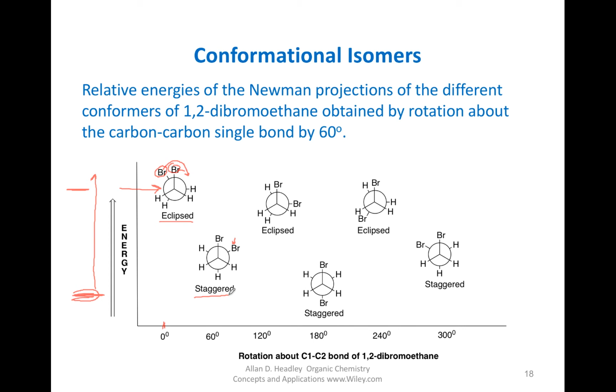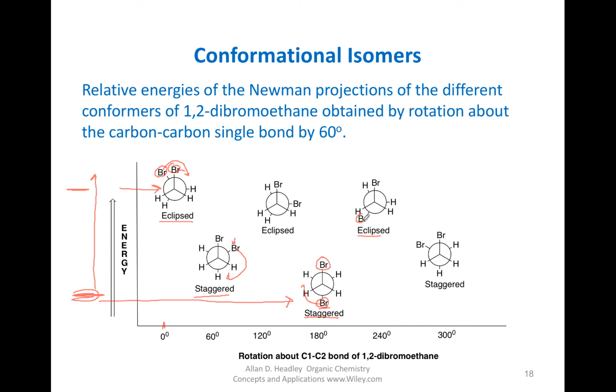You'll see that to be the gauche conformer. If we rotate it further by another 60 degrees, it comes down here. That's the staggered. So they are now furthest from each other, and that's why it is low in energy and at the bottom of this energy profile diagram. If you keep rotating this by another 60 degrees, it comes here, and now we have the eclipse.